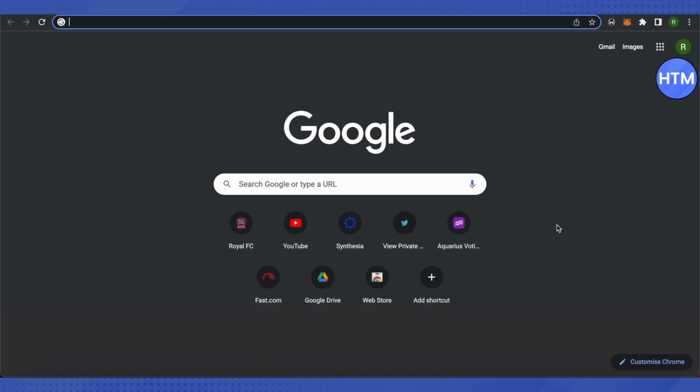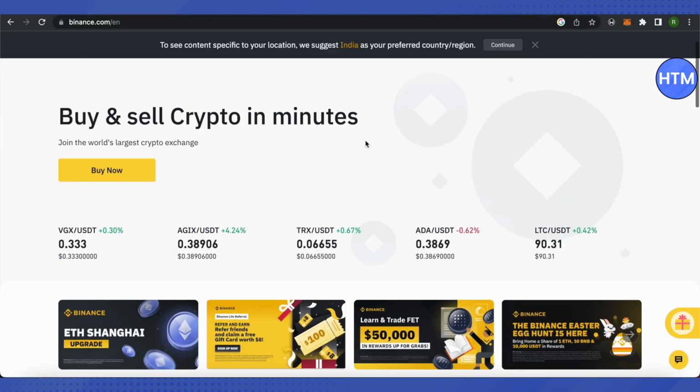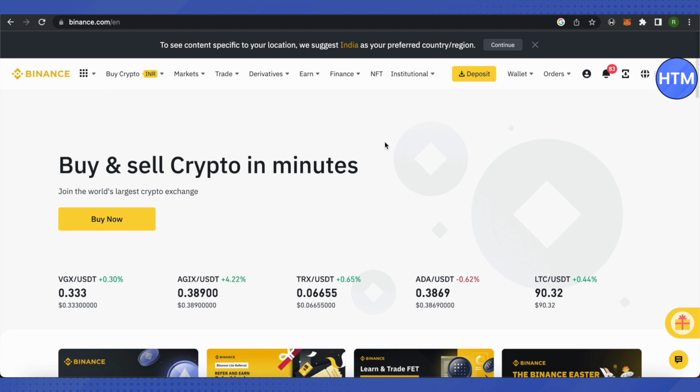So for that you need to open up the crypto exchange of your choice where you have the Bitcoin. Suppose you have Bitcoin on Binance, so just open up Binance. After that, the thing is you cannot directly send Bitcoin to your bank account. First you will have to sell your Bitcoin into USD or USDT, or you can just sell Bitcoin to your country's currency. Only after that you will be able to receive the money of your currency in your bank account.